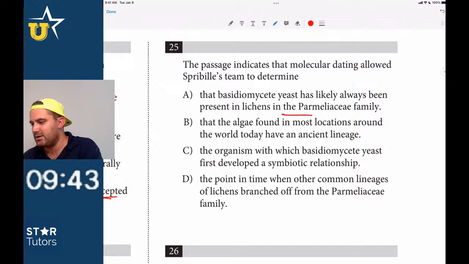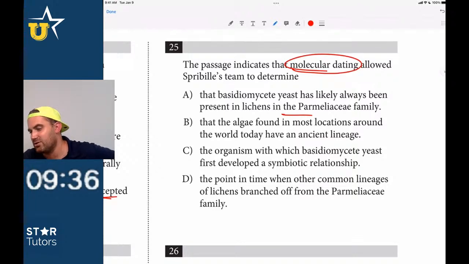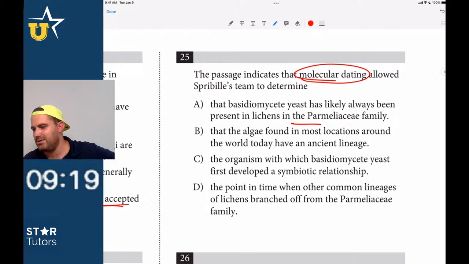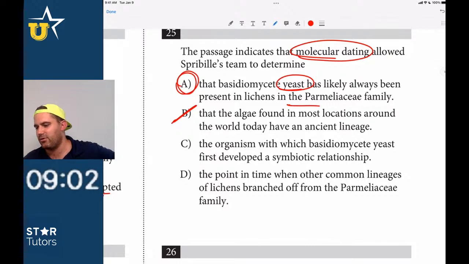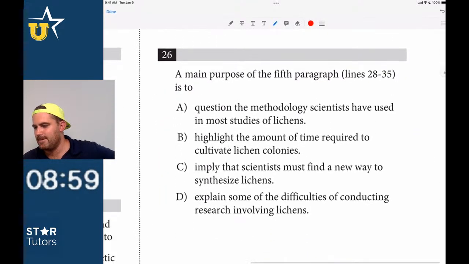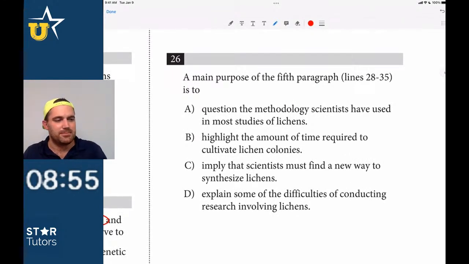Yeast has likely always been present in lichens. Maybe. Molecular dating. That the algae found in most locations in the world today have an ancient lineage. Maybe. I don't think that was really talking about that, though, was it? The origin of the Chinese first developed this. I think it's A. It's not A. It's not B. It's not the origin. I think it's A, right? I think that's the one. Yeah, that's the yeast. I remember that word. So that's the third fungus, the third component. I'm almost positive it's A, because the third fungus has always been there, but they just haven't been able to detect it very well.